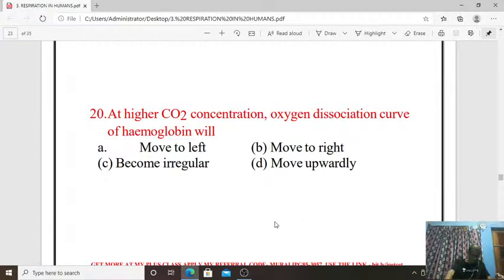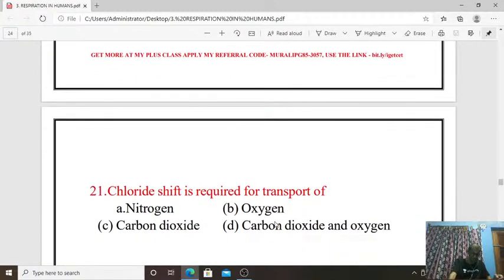Yes, Shreyas, during sleeping respiration is slowest. You are right for the previous question. And next question.